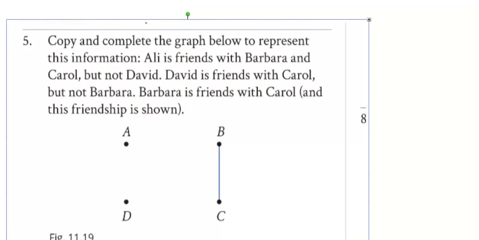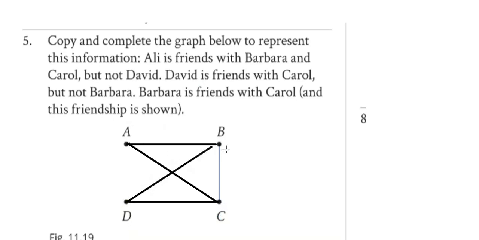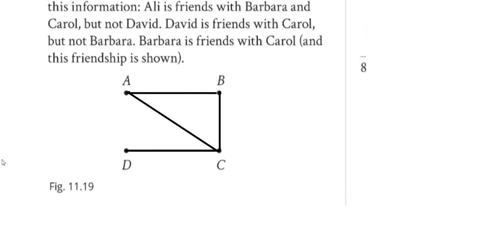Okay, next one, complete the following graph. Ali is friends with Barbara. So Ali has to link to Barbara. And Carol. So Ali's also friends with Carol, which means I have to draw a line A to C. She's not friends with David, so there's no line A to D. That line doesn't exist. David is friends with Carol, so that'd be D to C. Was not friends with Barbara, so no, there is no D to B. That one doesn't exist. And Barbara is friends with Carol, which we already have. Barbara Carol is already there, and that friendship is shown. So this is our graph for this question.